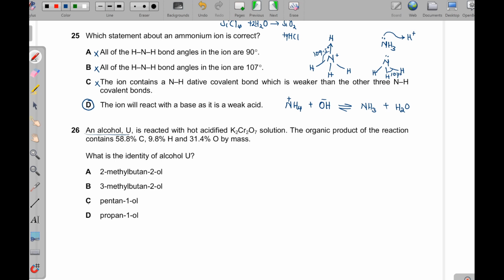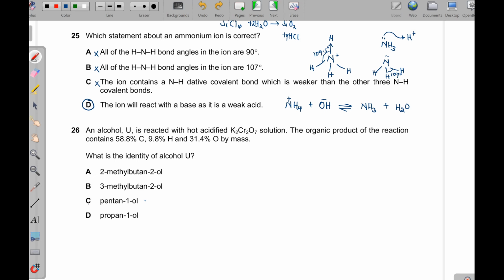Question 26. An alcohol U is reacted with hot acidified potassium dichromate solution. That means we are going to have an oxidation here. The organic product of the reaction contains 58.8% carbon, 9.8% hydrogen, and 31.4% oxygen by mass. What is the identity of the alcohol? Now, when you look at what we are having here, if this is an alcohol, it is being oxidized by potassium dichromate. That means this alcohol can be primary or secondary.